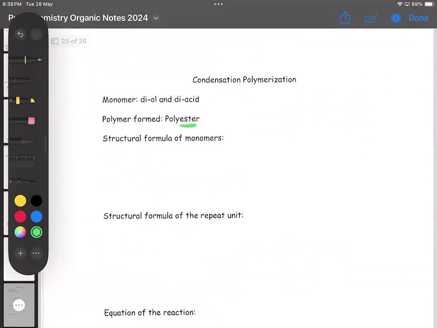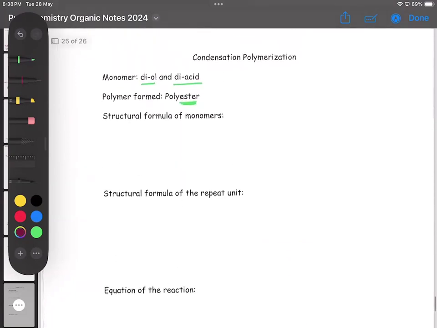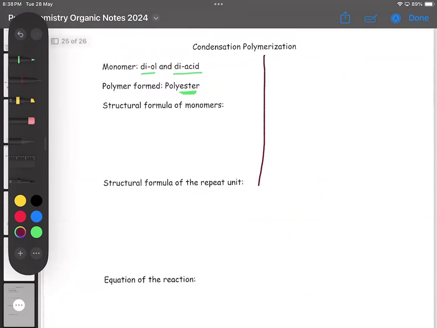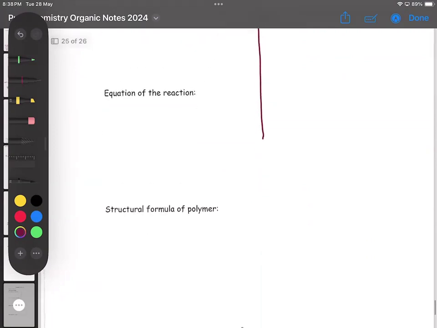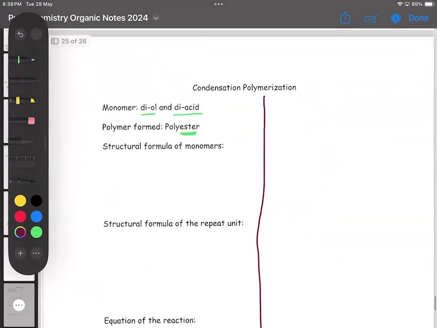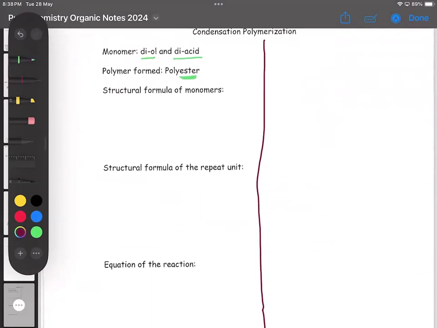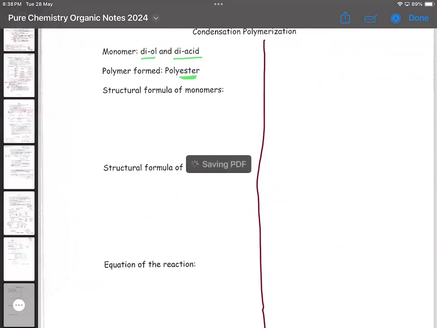Over here, you see the monomers are called a diol and a diacid. What is a diol and a diacid? A diol, as the name suggests, has two alcohol groups. Before we do this, let me separate this page into half, whatever we are doing now. So this is how a diol looks like.